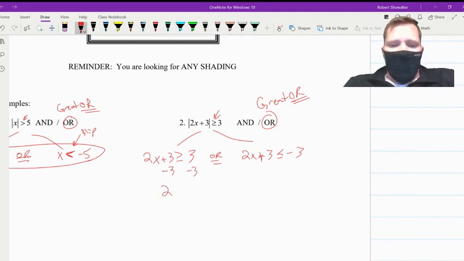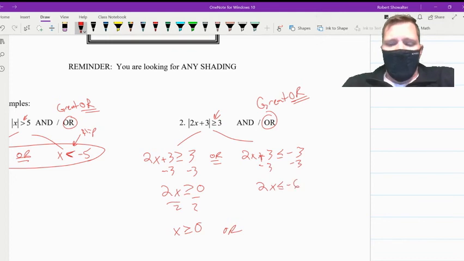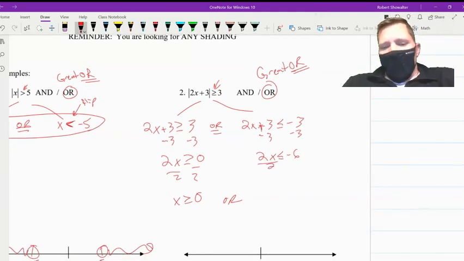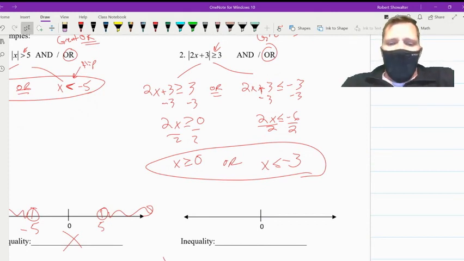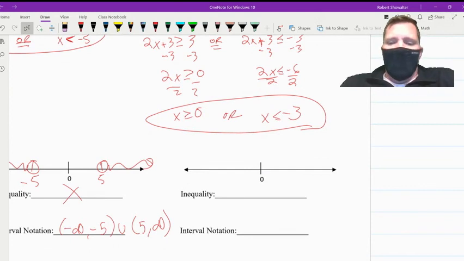Minus 3, 2x greater than or equal to 0. Divide by 2, we get x is greater than or equal to 0, or minus 3, 2x less than or equal to negative 6. We're going to divide by 2, x is less than or equal to negative 3. Now we have two problems. Notice how we did each one of those kind of in columns by themselves. Notice how we finished with writing the word or in between to emphasize it's an or problem.